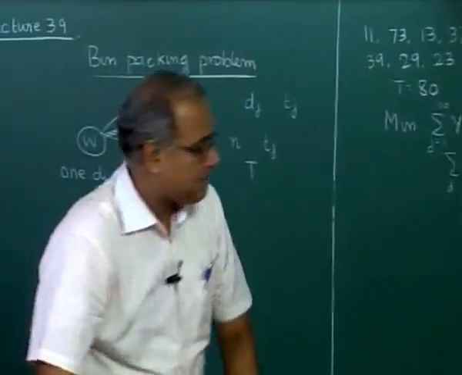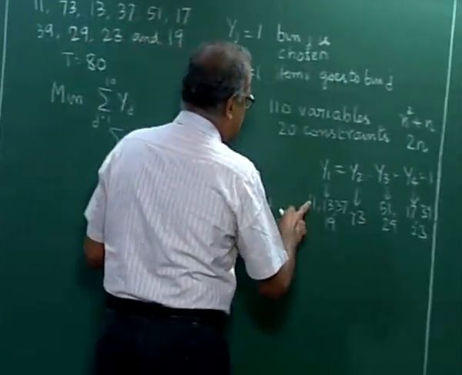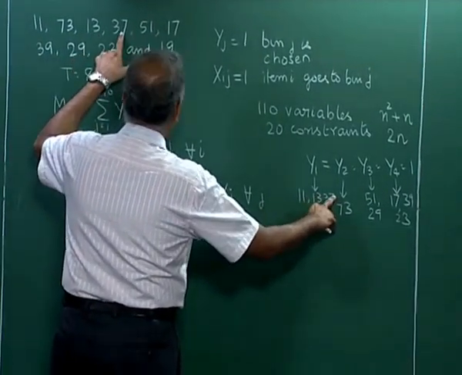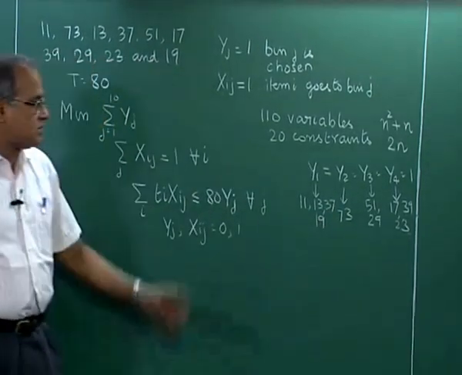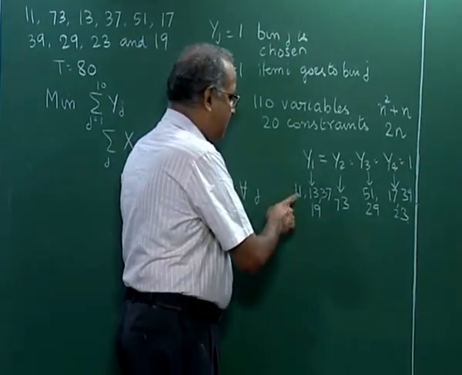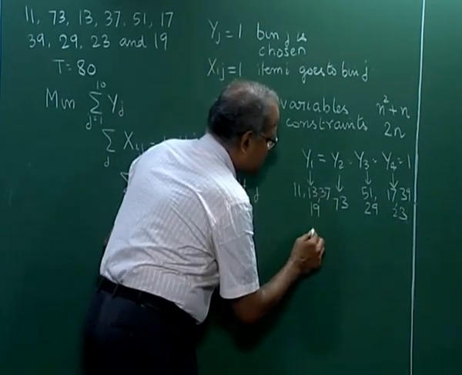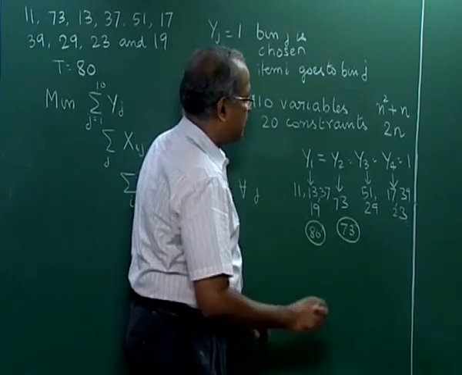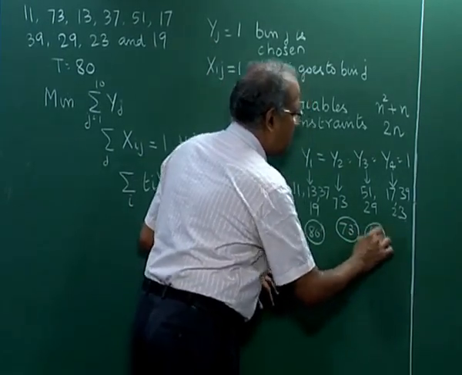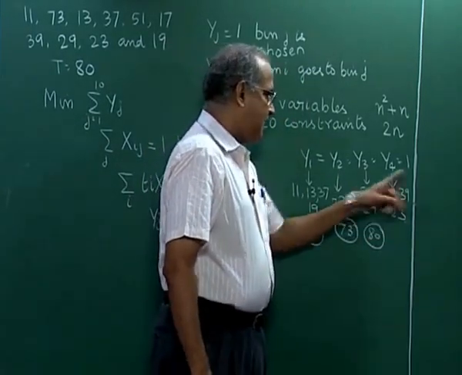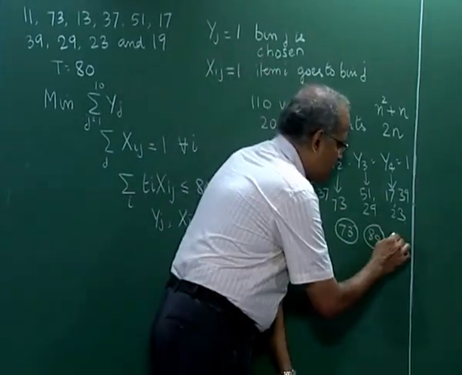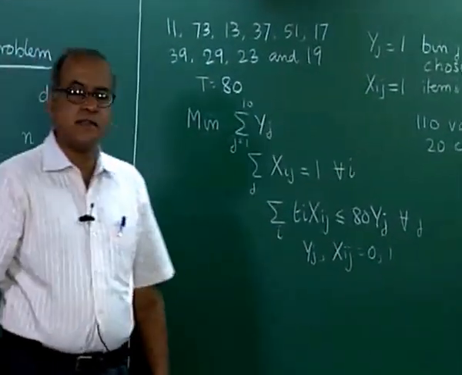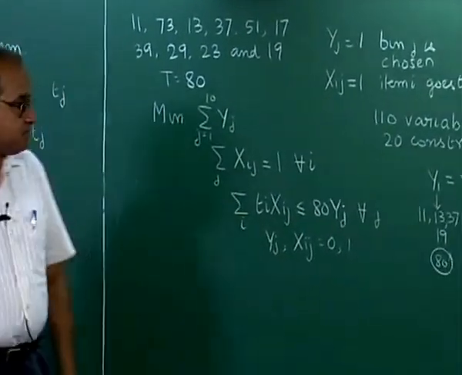So the solution will be, this will be x, this is item number 1, so x11, x31, x41 and x101 and so on. Now the sum of these is 11 plus 19 is 30, 43, so 80, 73, 51 plus 29 is 80, 17 plus 39 is 56, 56 plus 23 is 79. So we find a solution with 2 80s, a 79 and a 73.